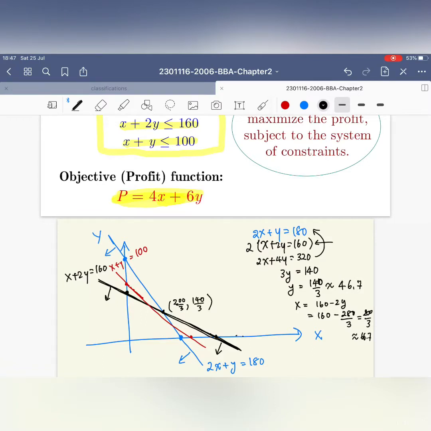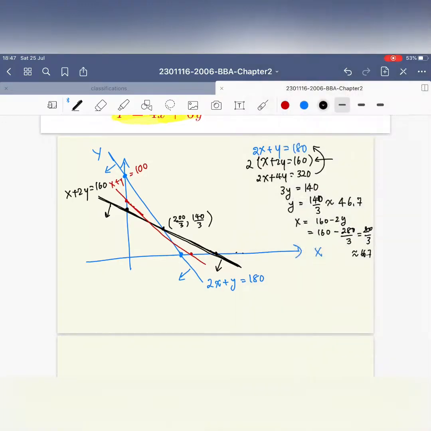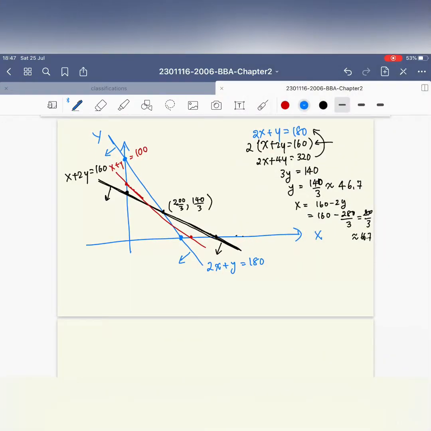All right, so how about the blue and the red? Let's look at the intersection between the blue and the red. The blue is 2x plus y equals to 180. The red is x plus y equals to 100. So you can just simply subtract, so you have your x equals to 80, and immediately your y is 20.